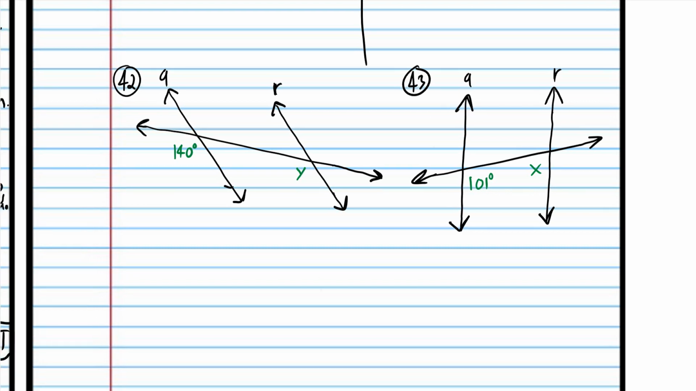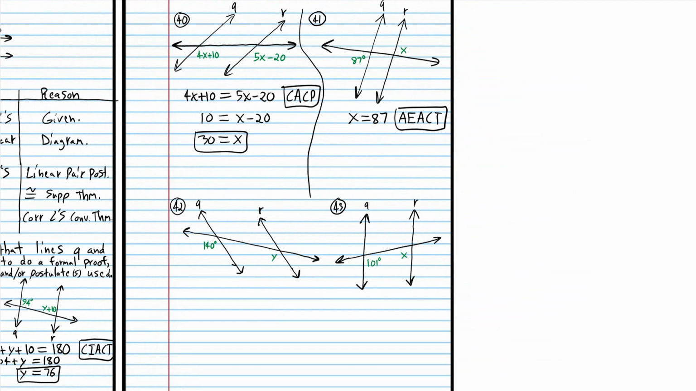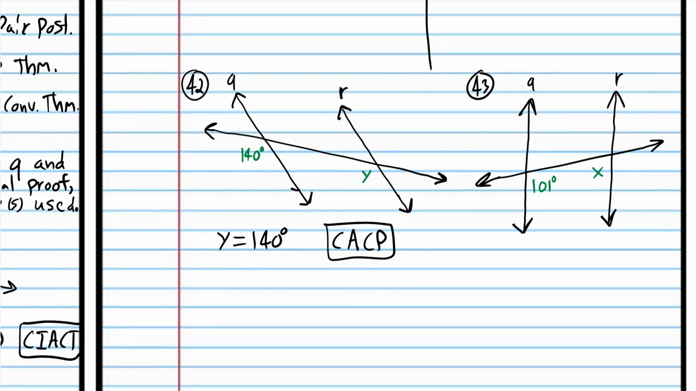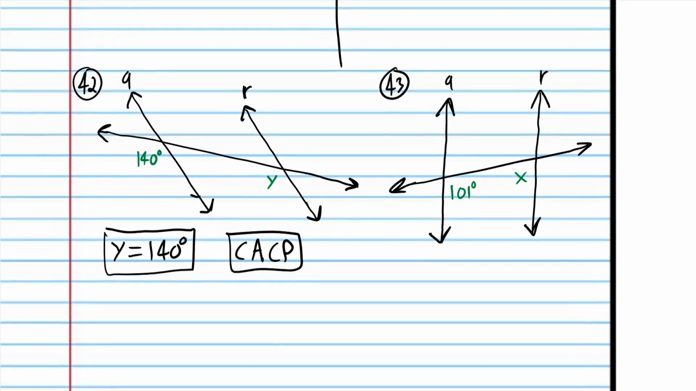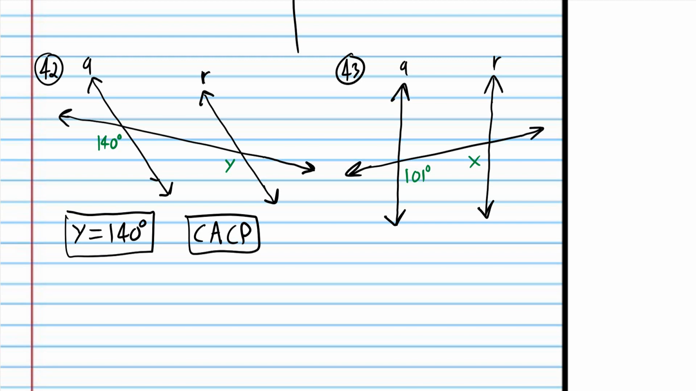All right, we're back. So those are corresponding angles. We have to assume that y is equal to 140 degrees by the corresponding angles converse postulate. And that's pretty much it. Y has to be 140 in order for those two lines to be parallel by the corresponding angles converse postulate. So if you got those answers, good job. Try number 43. When you come back, we'll do it together.